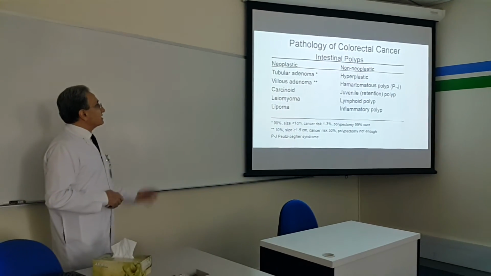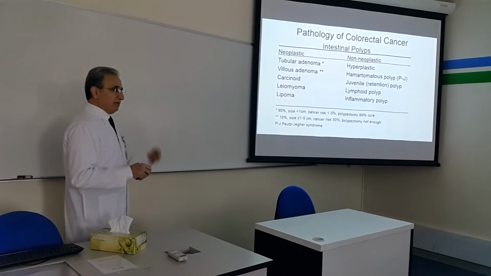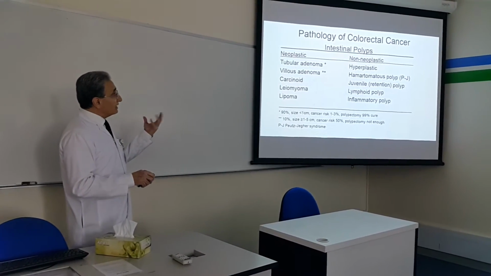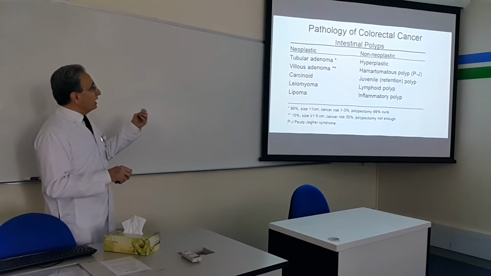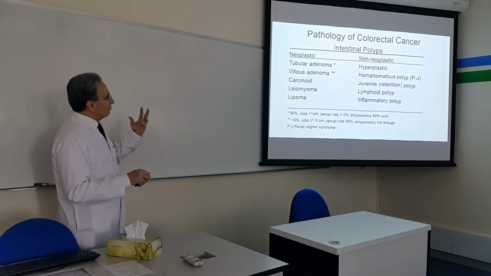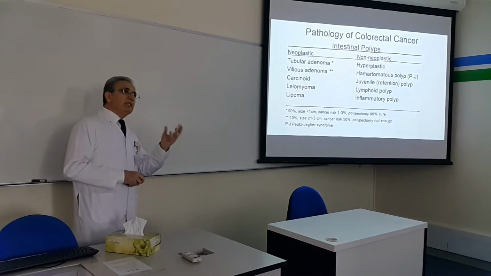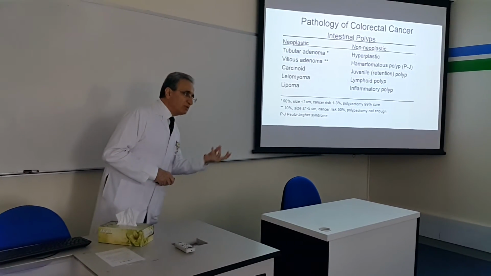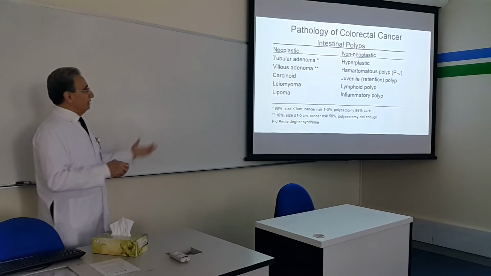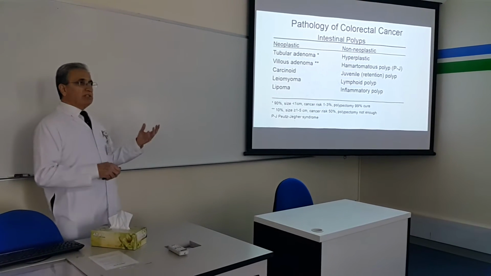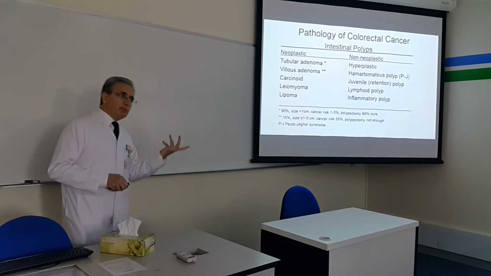Okay, so let's classify these polyps. Intestinal polyps can be classified, as I mentioned earlier, into neoplastic and non-neoplastic. Most important neoplastic are tubular adenoma and villus adenoma. These two are most important. Tubular adenoma, probably you can see it in 90% of the polyps in the colon. When we screen by colonoscopy, we see a lot of them, a lot of tubular adenoma. Usually the size is less than 1 centimeter, and the cancer risk is about 1 to 3%.